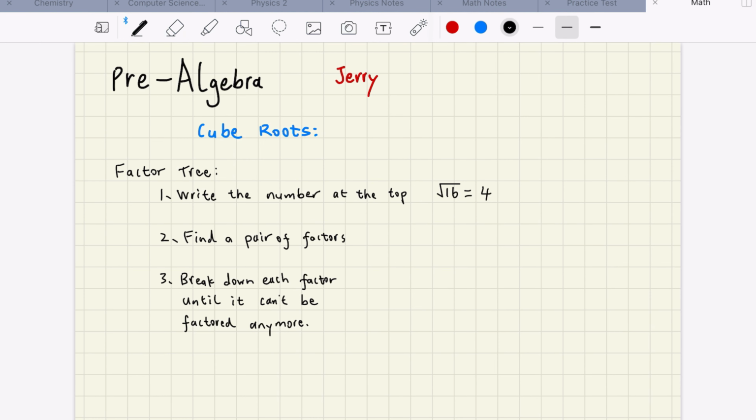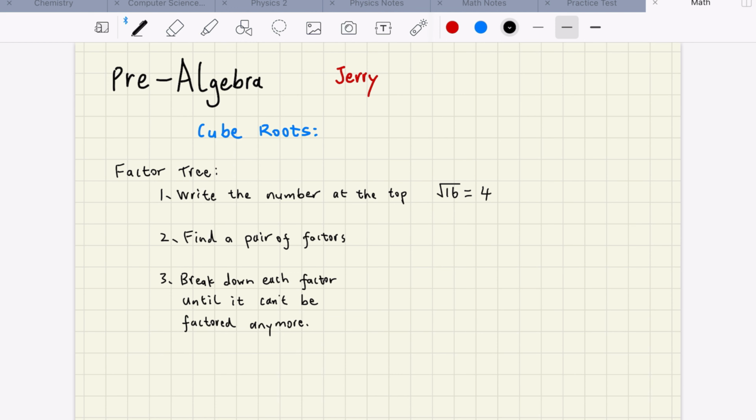So cube roots. Well, a cube is three-dimensional, so that can help you remember that a cube root of a number is a factor that we multiply by itself 3 times to get that number. So you have to multiply it 3 times.